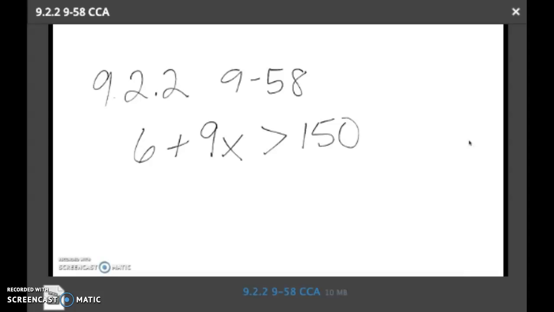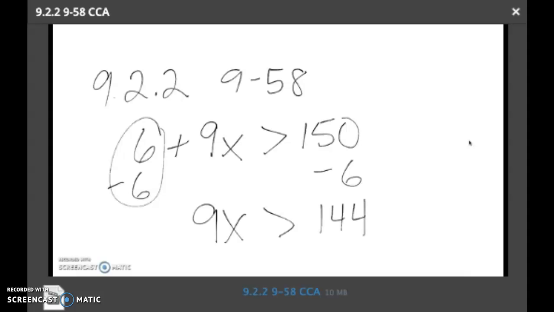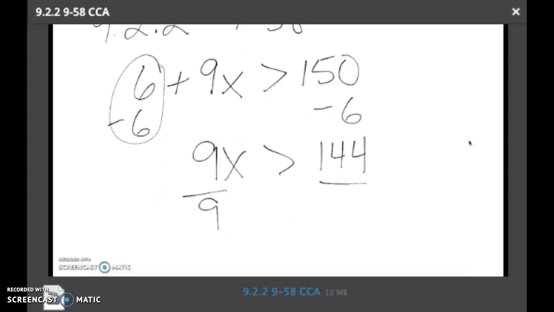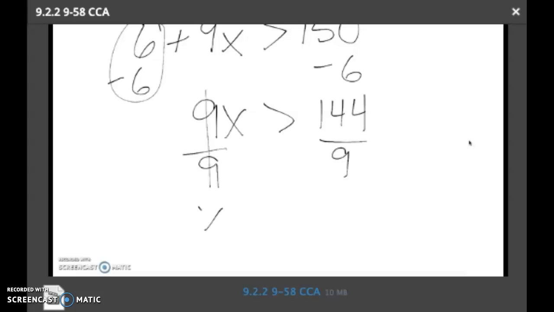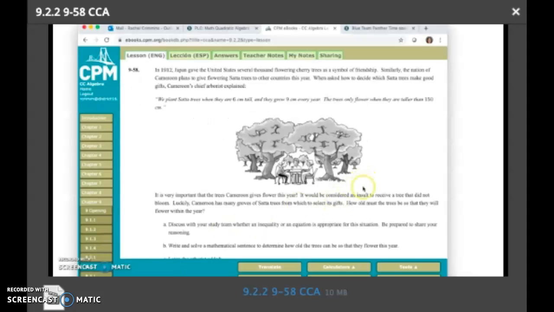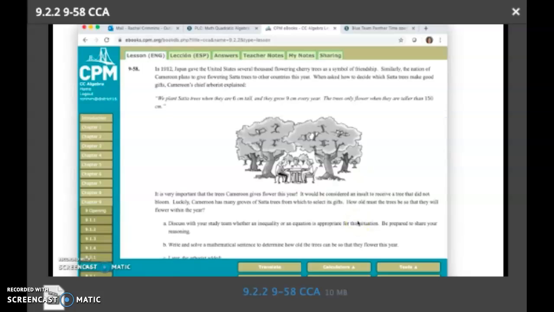So then I can go ahead and solve for x. I'm going to subtract 6 from both sides. So 9x is greater than 144, and then I'm going to keep solving for x, dividing both sides by 9, and I get x is greater than 16. So we know that the trees have to be, let's see, what was our question here? Write and solve a mathematical sentence to determine how old the trees can be so that they can flower. So they have to be more than 16 years old.